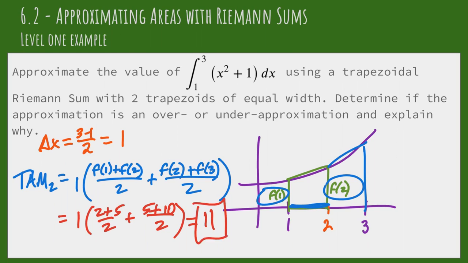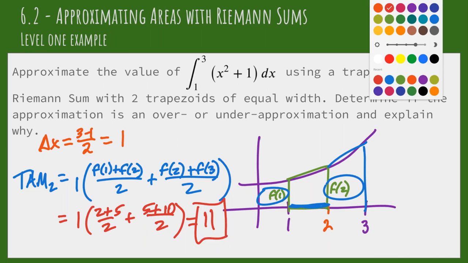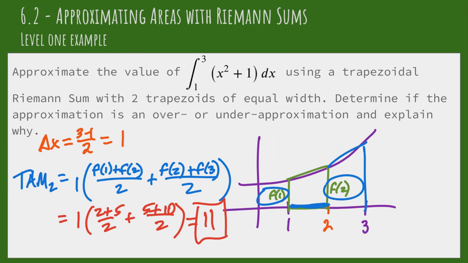We should be able to answer this question of whether it's an over approximation or under approximation. I really tried to emphasize it when I drew the picture here, but notice that when we draw the trapezoids, they're a little bit above the function. And the reason that they're above the function is not this time because it's increasing, but it's because the curve is curving in an upward direction. It's concave up. So our trapezoids are going to be an over approximation.